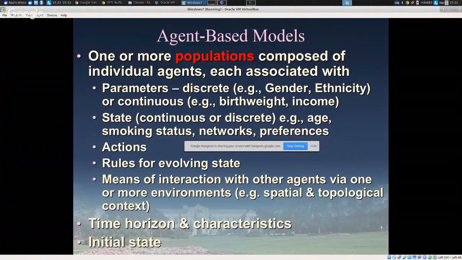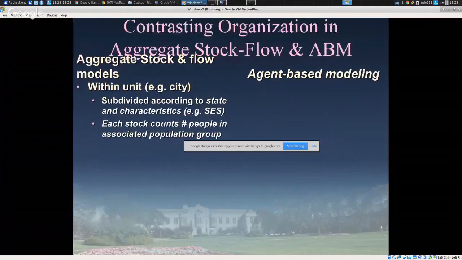And most of the time, we're going to use continuous time. Sometimes we'll use discrete time. And more than that, there's going to be some initial state, much like there was in stock and flow modeling.